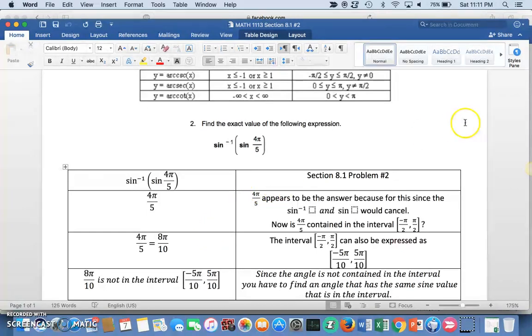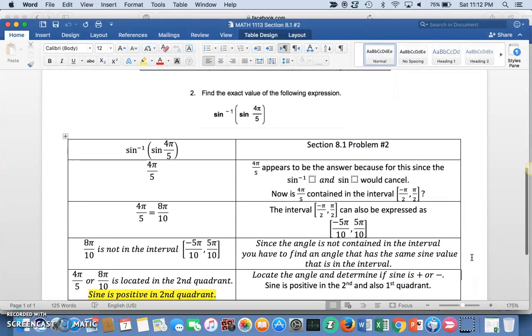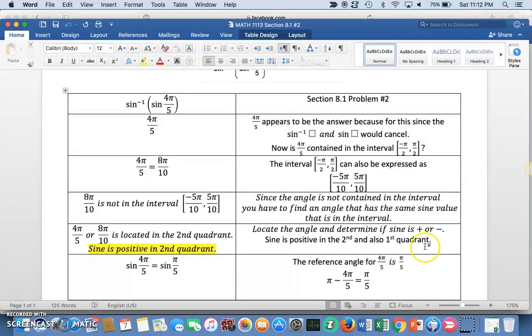And if it's in the second quadrant and we're talking about sine, what is another angle that would have the same value? It's not in that interval, so it's in the second quadrant, and we determined that in the second quadrant, sine is positive. What other quadrant is sine positive in? That would be the first quadrant. So the sine of 4 pi over 5 is equal to the sine of pi over 5.